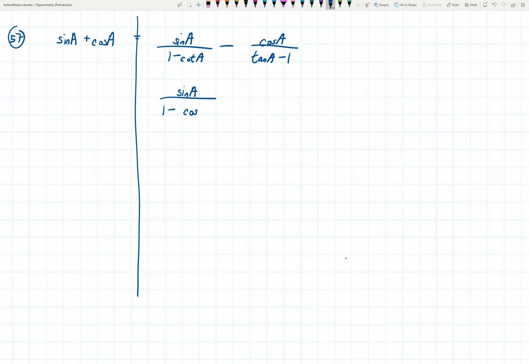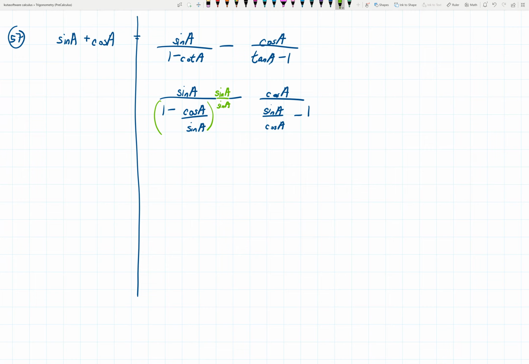So cotangent A is cosine of A over sine of A, and tangent of A here is sine A over cosine A. And then I really want to clean up these double-decker fractions. Don't quite like them. So I'm going to multiply this first guy. I see that common denominator is sine of A.